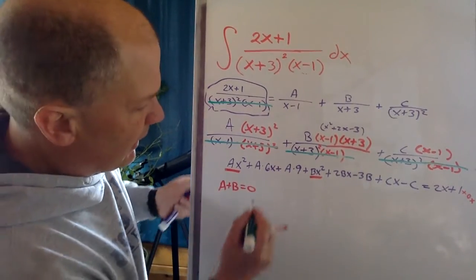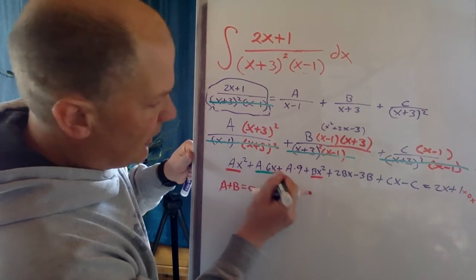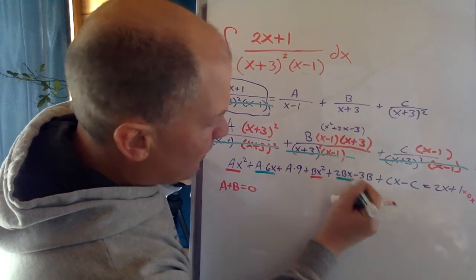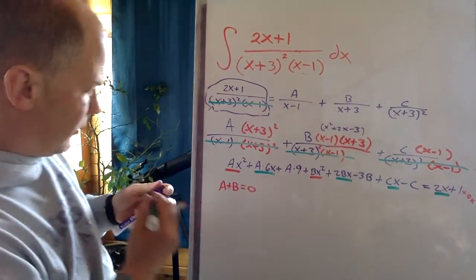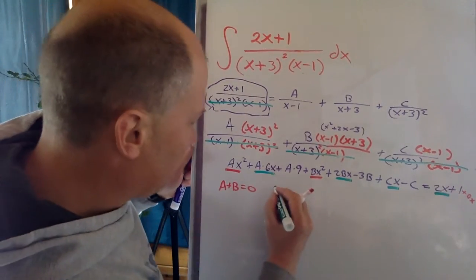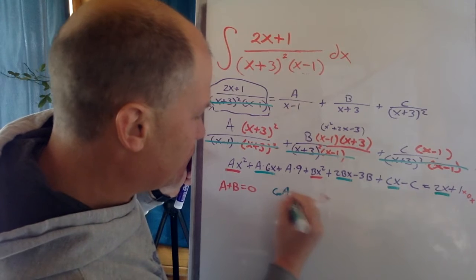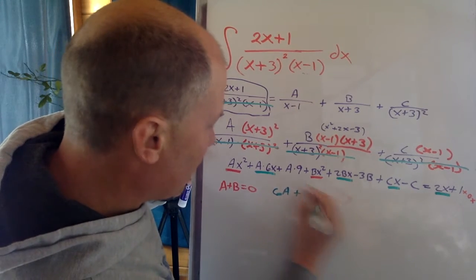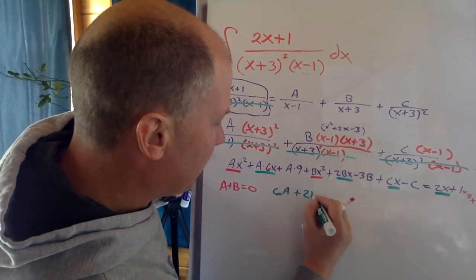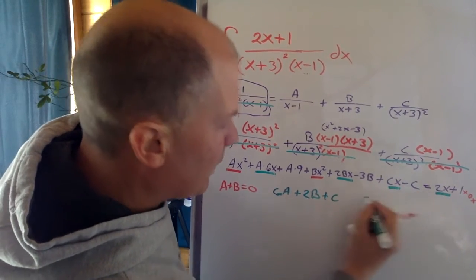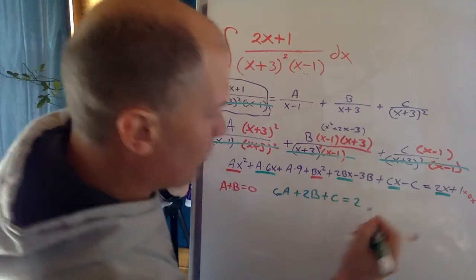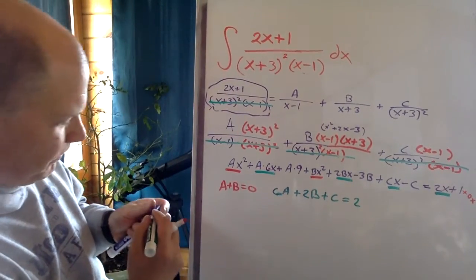Now let's look at the x terms. So 6ax, 2bx, cx has to be 2x. So we know that 6a plus 2b plus c equals 2. Okay?